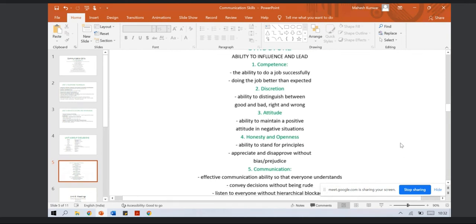And likewise, another influence to lead is honesty and openness. Ability to stand for the principle. And what is the principle of your organization? What is the theory, or what is your job principle, your career principle. And appreciate and disapprove without bias and prejudice.